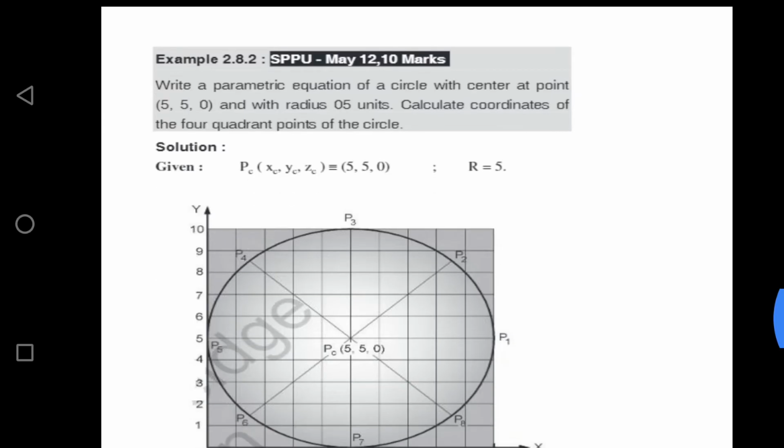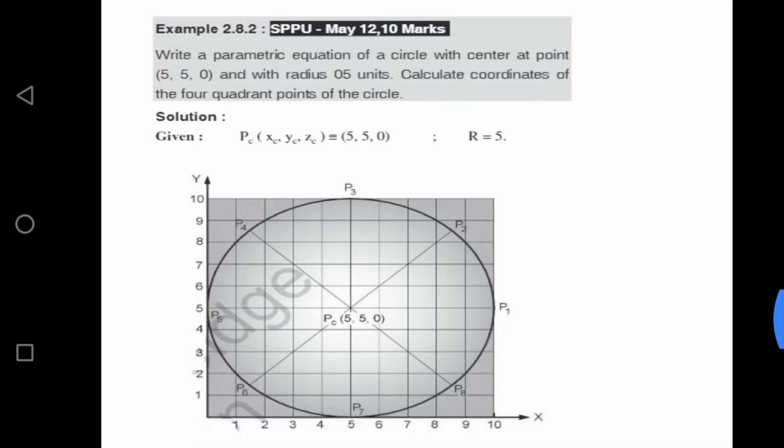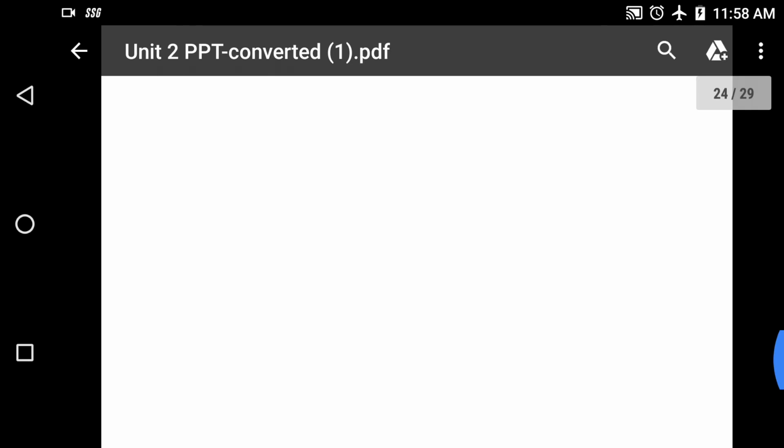So can we go for a simple numerical on finding the parametric equation of a circle. It goes like this. Write a parametric equation of a circle with center at point 5, 5, 0 and with radius 5 units. Calculate the coordinates of the 4 quadrant points of the circle. So it is given like this. We have to find the parametric equation of a circle which has the center at 5, 5, 0.